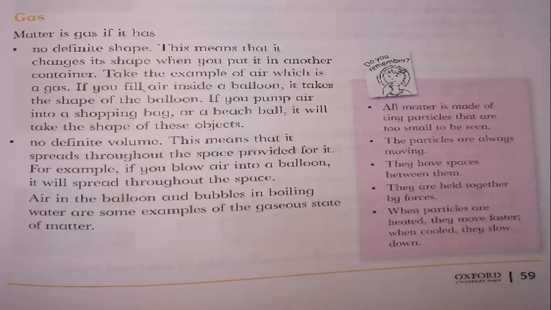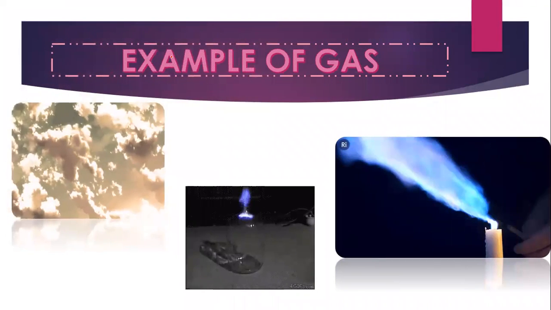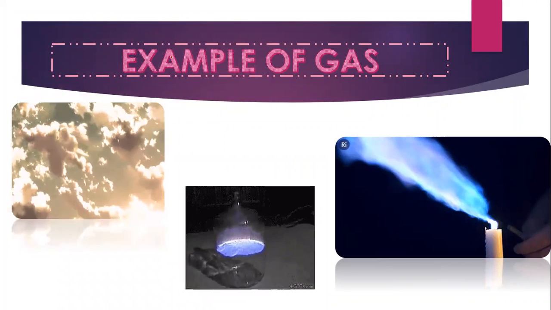Gas has no definite volume, but if we compare it with liquid and solid, they have volume. This means that it spreads throughout the space provided for it. For example, if we blow air into a balloon, it will spread throughout the space. Air in the balloon and bubbles in boiling water are some examples of the gaseous state of matter. Here you see some examples of gases.